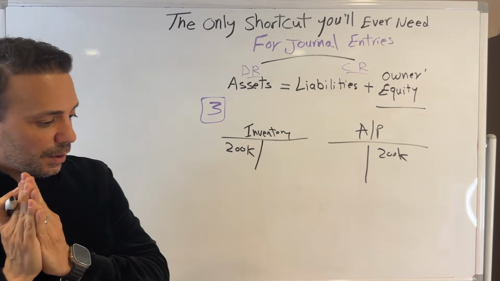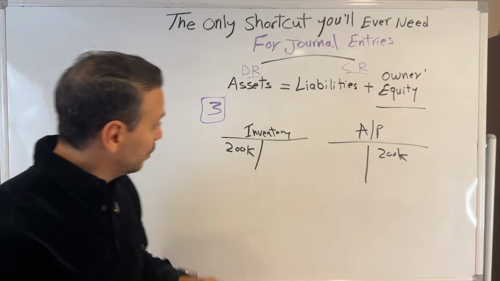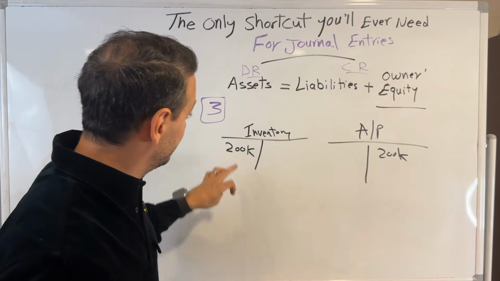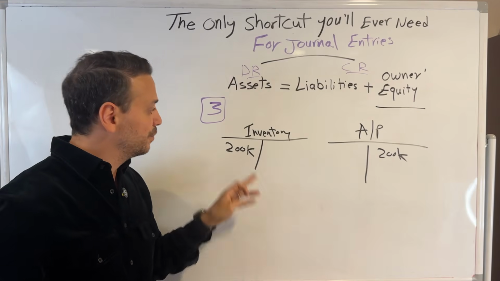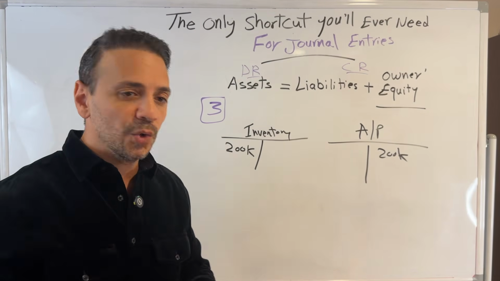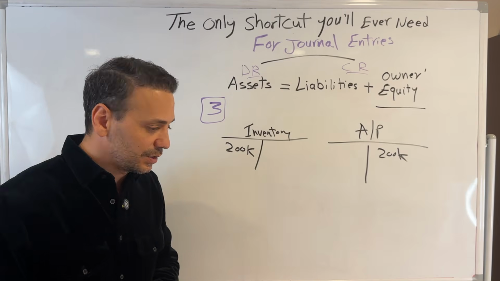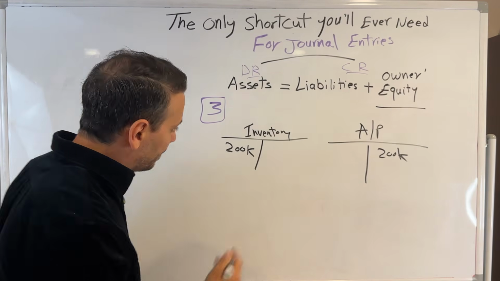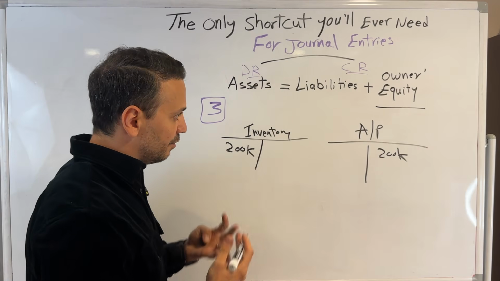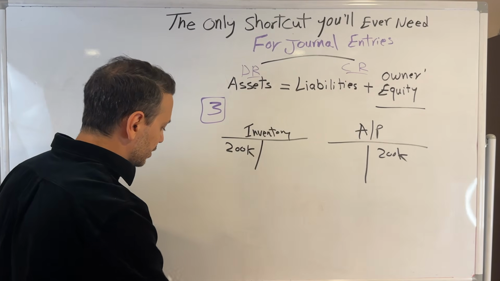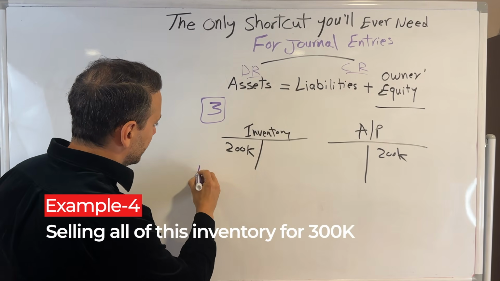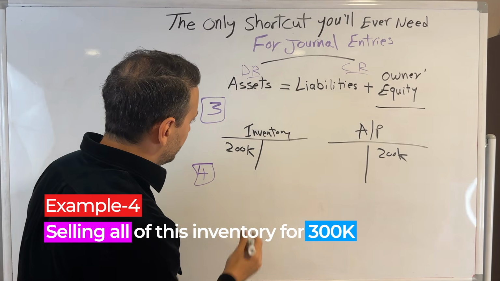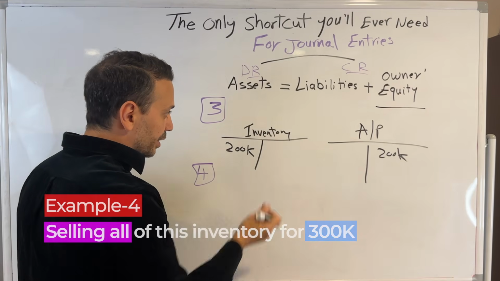Okay, for our final transaction, now that we have 200K worth of inventory, we will go ahead and sell it. So we'll sell that same inventory that we bought for 200K, we'll sell it for 300K. So we're making a profit here of $100,000, which is pretty sweet. All right, so we're selling it for 300K. Let's create the T accounts necessary for this transaction, which is transaction number 4, selling all of this inventory for 300K. So the first T account is going to be inventory, right?